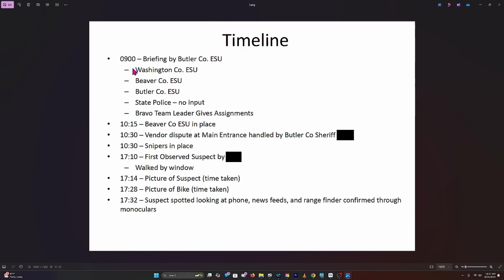So here is a timeline that was in those documents. 9 o'clock in the morning, briefing by Butler County ESU, Washington County ESU, etc. And then it says 10:15, Beaver County ESU in place, but let's just kind of move forward. 10:30, snipers are in place, and 5:10, first observed subject by, and then somebody's name, walked by the window. That's at 5:10. That isn't 4:26. They don't mention that they observed him at 4:26.